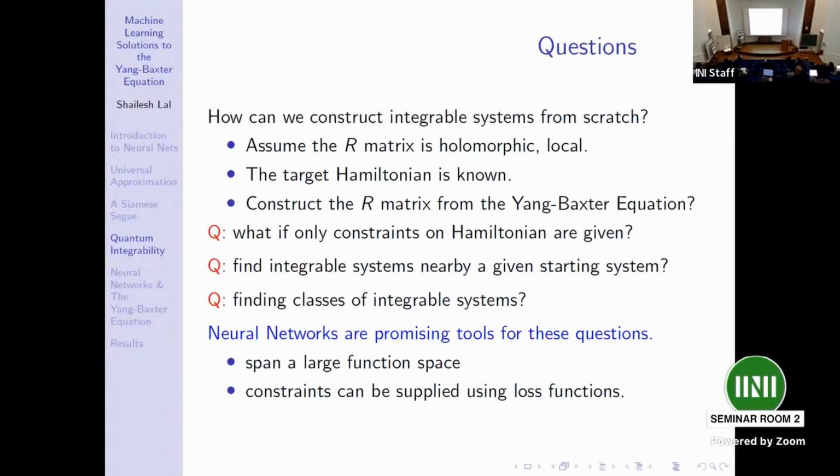And now you see neural networks are very promising tools for this, right? They span a large function space. Ideally, they can approximate anything. And of course, the constraints that you're looking to satisfy, you can supply using loss functions.